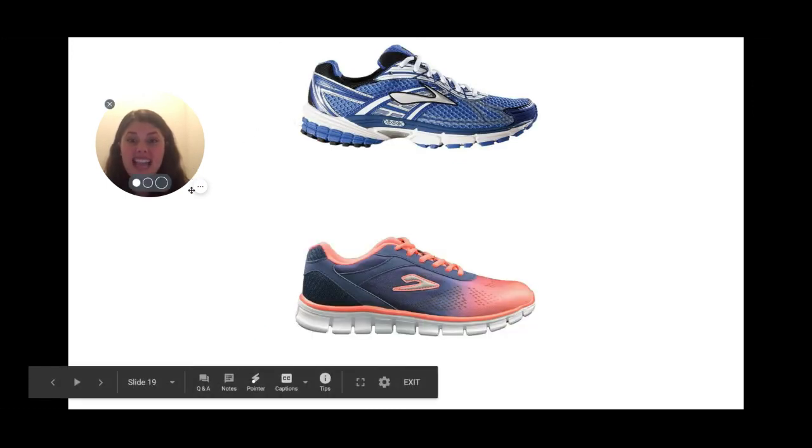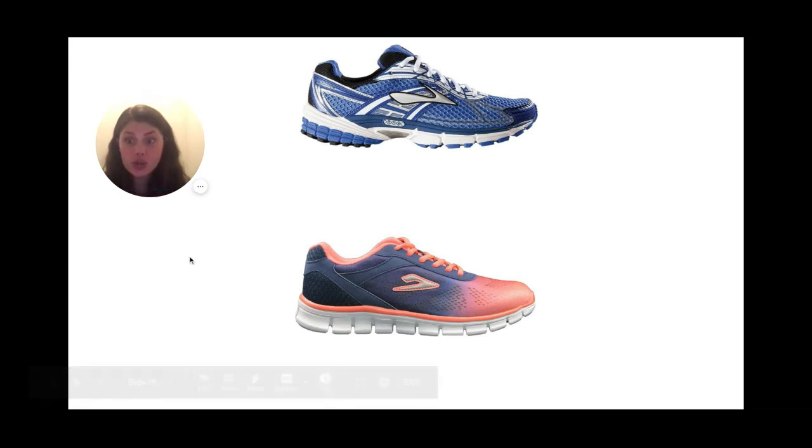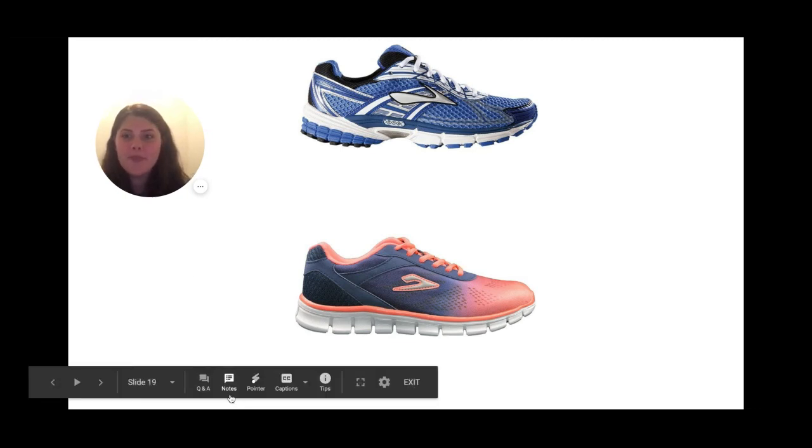All right, friends, now we have 2 running shoes on the screen, and we want to measure their length and compare their lengths to see if they are different shoe sizes or if they're the same shoe size, because we know that the shoe size is based off the length of the shoe. So let's measure them.